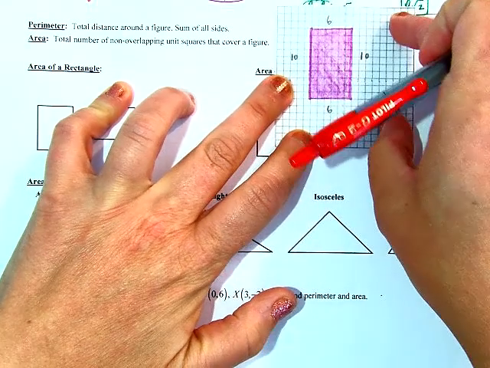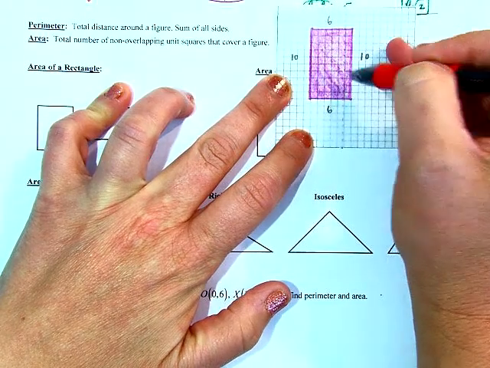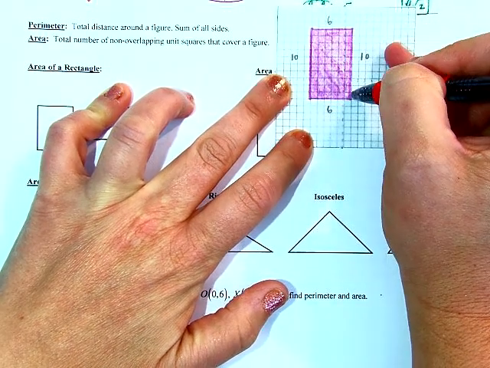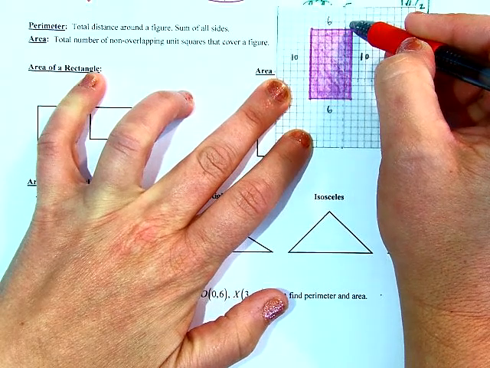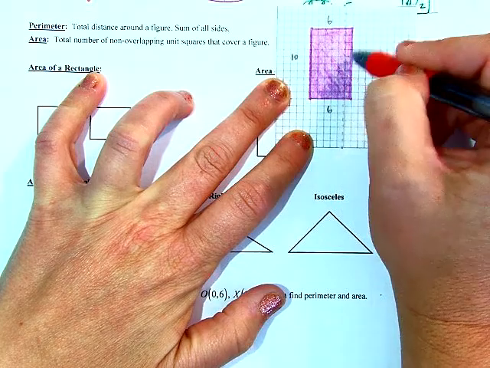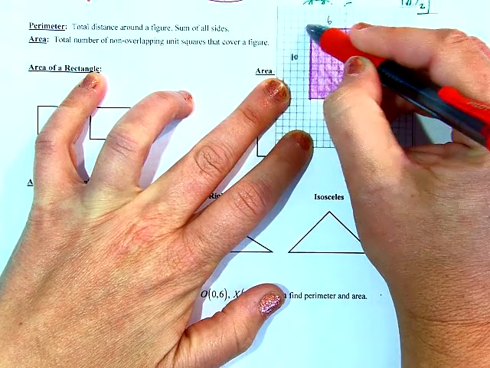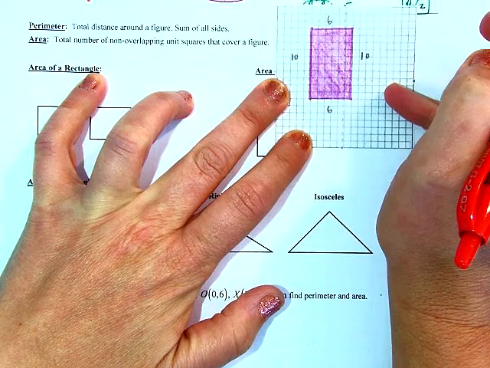So I could see that I have 6 units and then I have 10 units like this. So the horizontal is 6, the vertical is the 10. So my base is 6, my height is 10. So my perimeter here, I just be adding up all of my sides. So 6 plus 10, 6 plus 10 would get me 32. So my perimeter here would be 32 units.